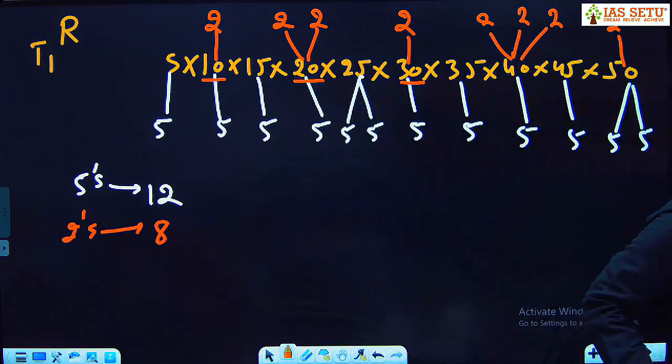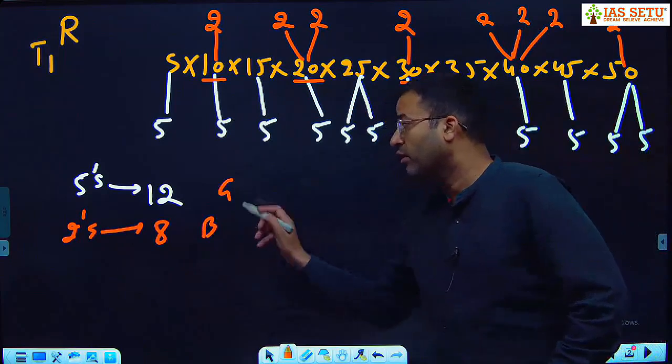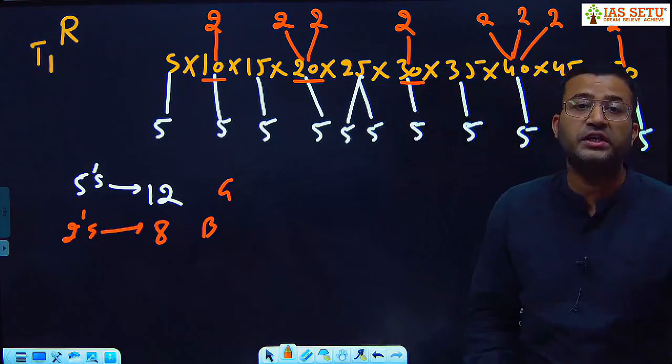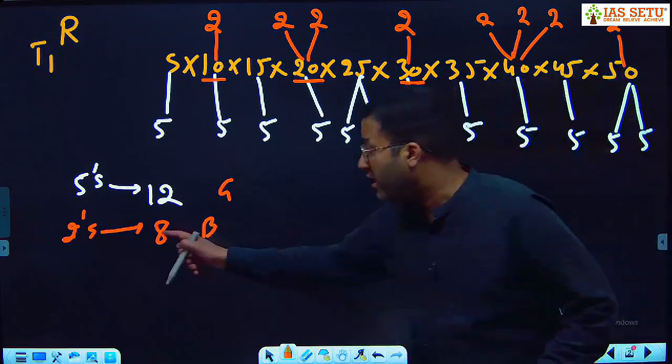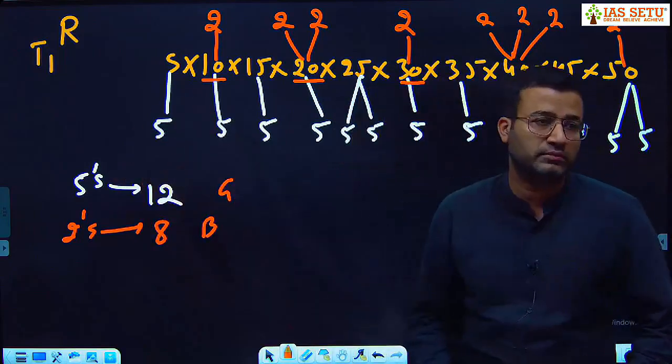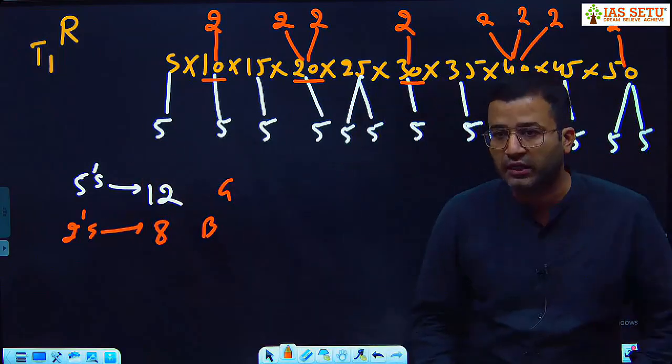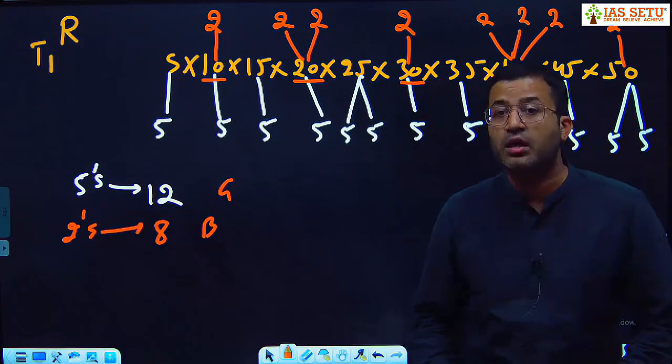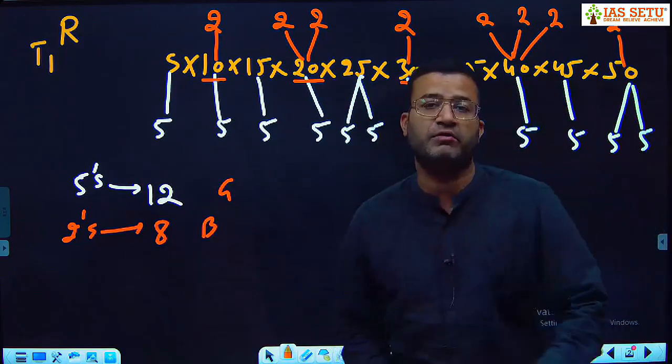So if you check total how many 5s are there? 12. How many 2s are there? 8. These are boys, these are girls. We are looking for couples. See here, the lesser number will decide. Every 2 gets a corresponding 5. हर 2 को एक 5 मिल जाएगा. The number of 5s is extra, but the concept here is that the lesser number will decide.